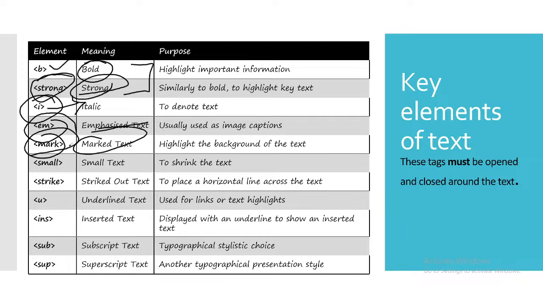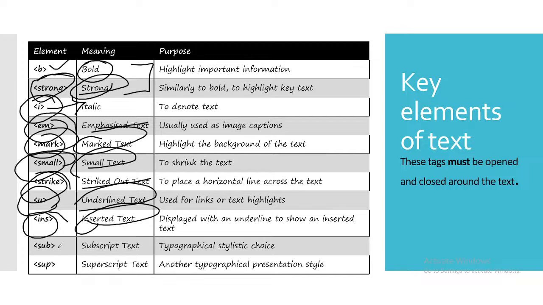If you use small, the text is going to be small, and if you use strike, the text will be struck out. If you want to underline particular content, we use U. If you are inserting text from some other source, you can use the INS tag, and then subscript and superscript. Okay, we'll discuss these things practically in the next class.